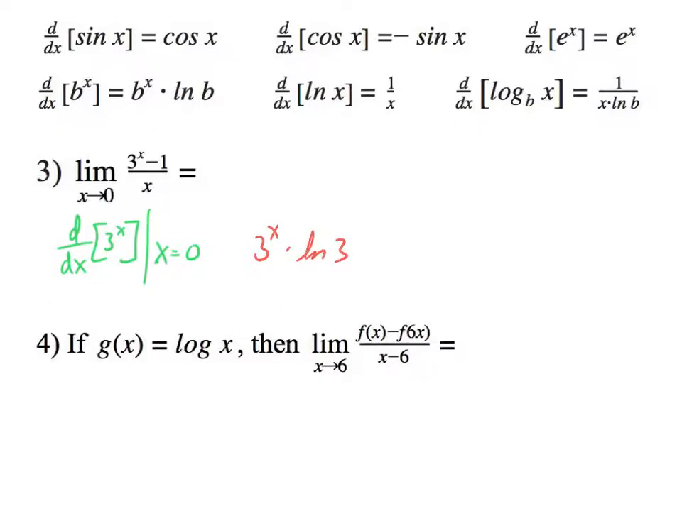And now, do we plug in 0? So 3 to the 0 times ln 3. What is 3 to the 0? Isn't that 1? What's 1 times ln 3? Isn't that just ln 3? So my answer here is ln 3.